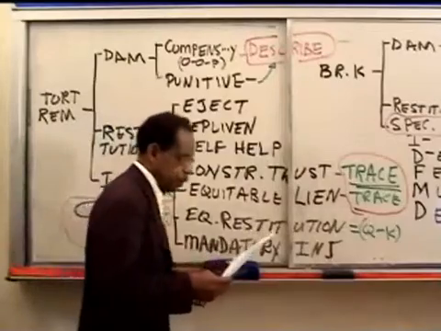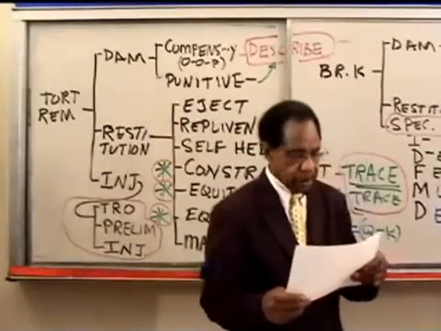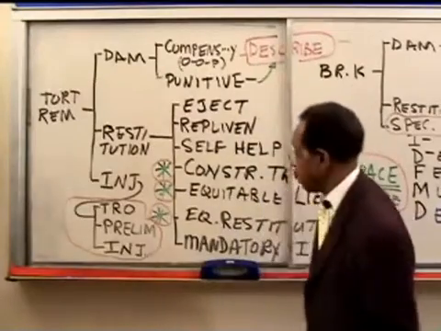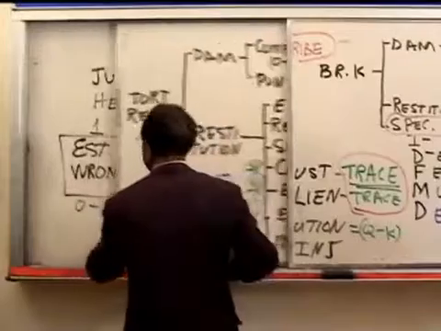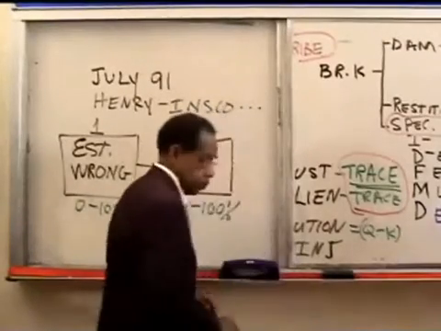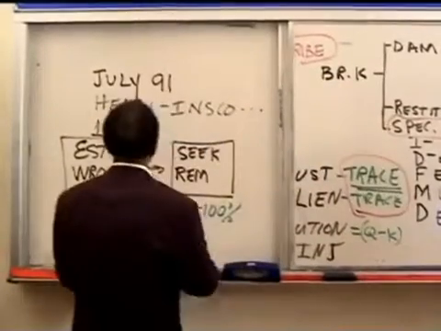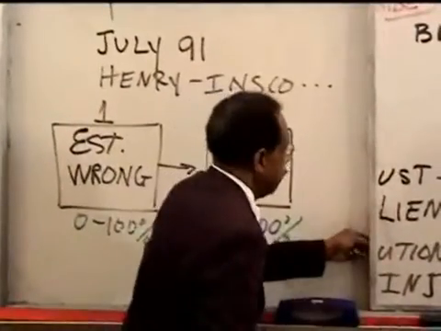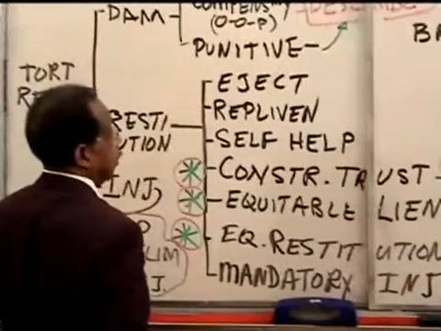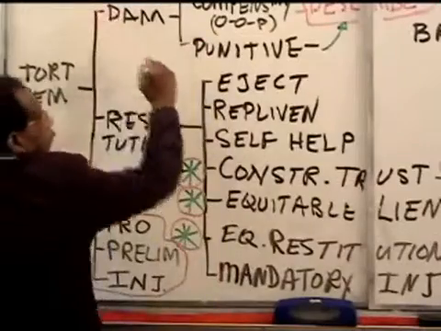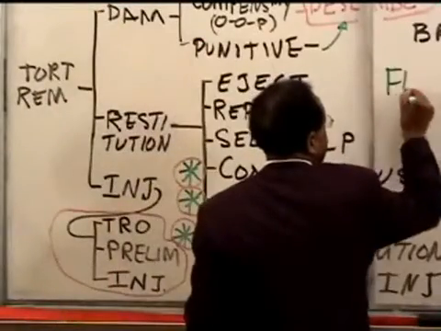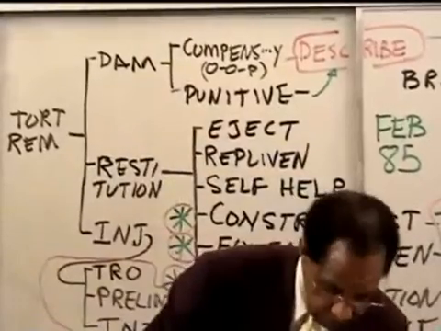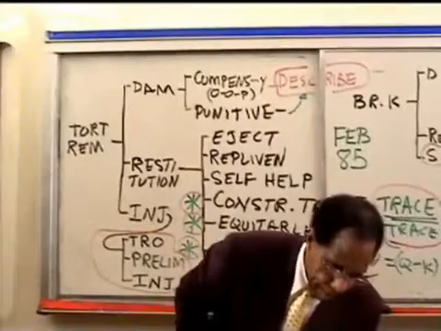Now, when we come back from our break, let's continue this analysis. Let's go to the question from the February 1985 bar. February 85 is the one we're going to go to. Now, I want to leave these two things up during the break, so I'll put it right here. February 85. That's where we're going. That's the one with Al and Betty.